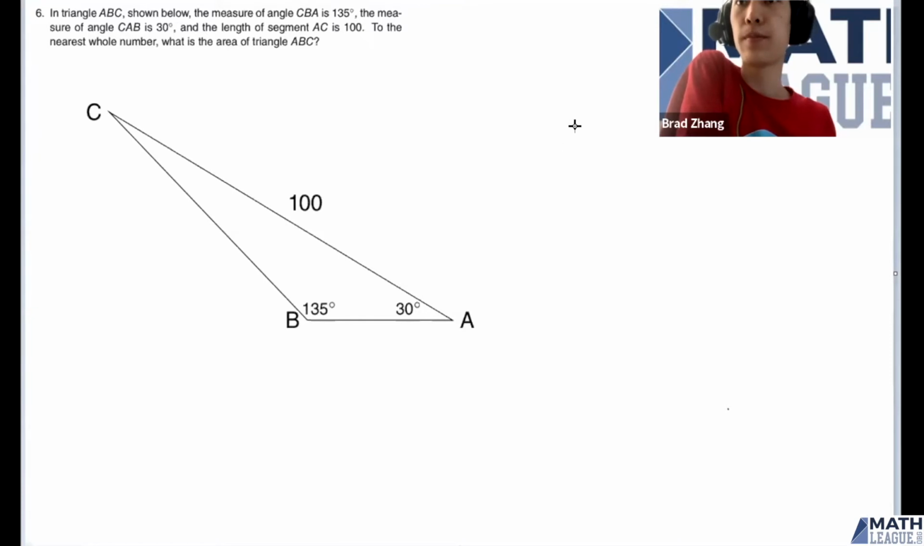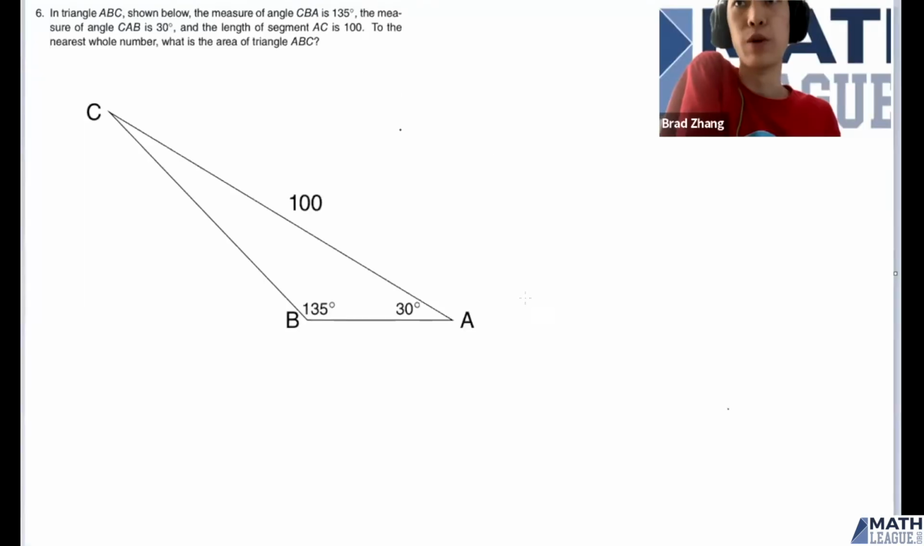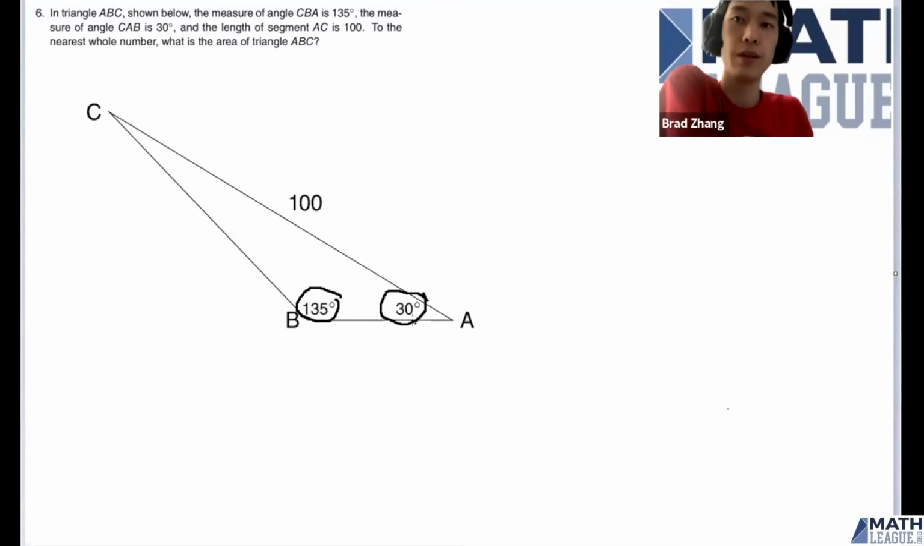What we can do here to make this easier to calculate is drop an altitude from C and call this new point D. What I first see is you have a 30-degree angle and a 135-degree angle. These two numbers stand out to me particularly because you have 30 degrees, and the supplement of 135 is 45 degrees: 180 minus 135 is 45 degrees.